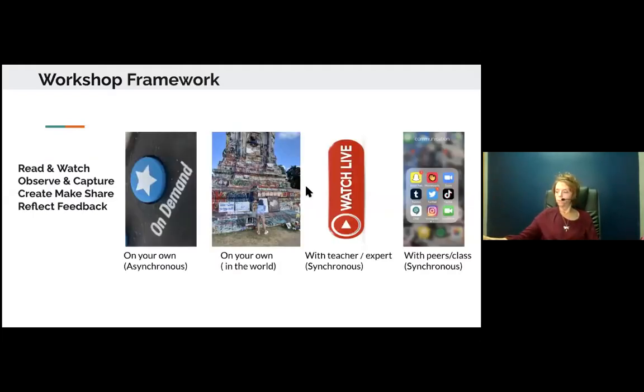The next step is, how do we then take all this and design workshops to do all these different things? So the read and watch is the background.